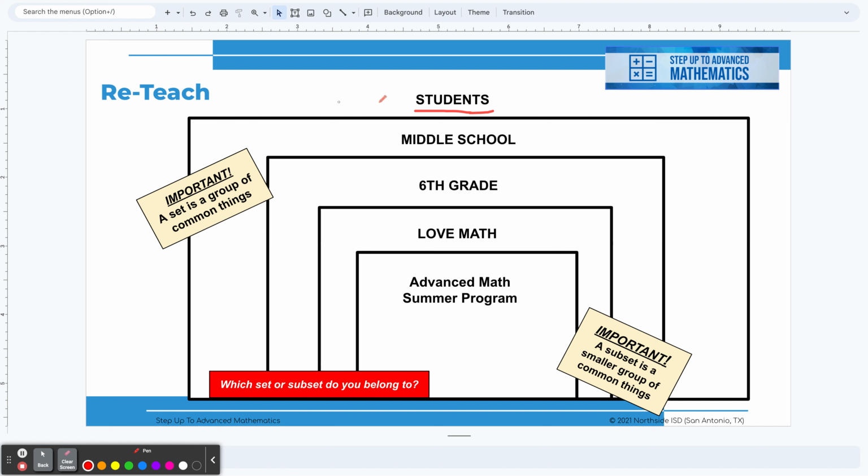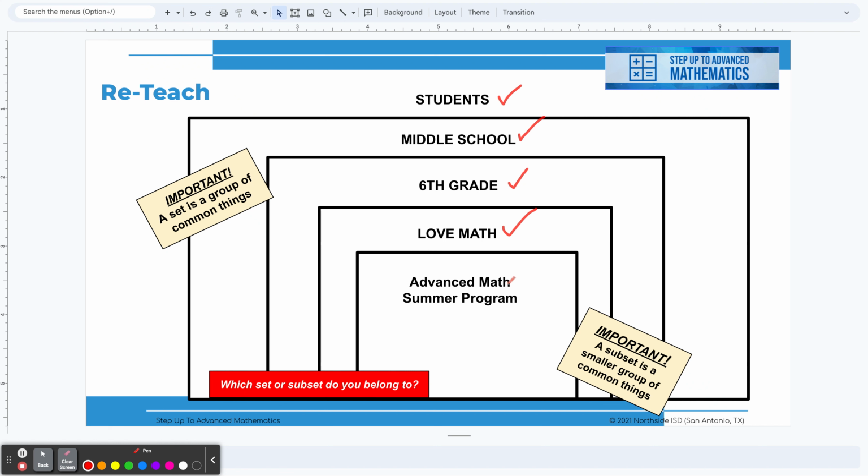I can say, hey, we're part of middle schools. And that's what a subset is. A subset is a group of common things, a smaller group of common things. So I can go from students to saying we're all middle school students. But more specifically, in our program, we're sixth graders, and we're sixth graders who love math. You see how we're getting more specific? We have more specific subsets.